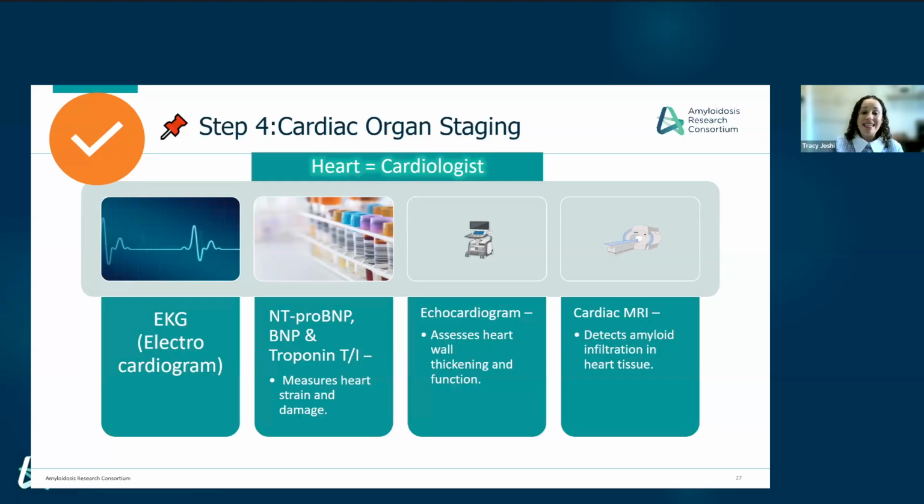A more detailed image is a cardiac MRI that can detect any amyloid infiltrates in the heart and can differentiate amyloidosis from other heart diseases. Since cardiac amyloidosis can significantly impact prognosis, identifying heart involvement early is crucial for guiding treatment and improving outcomes.